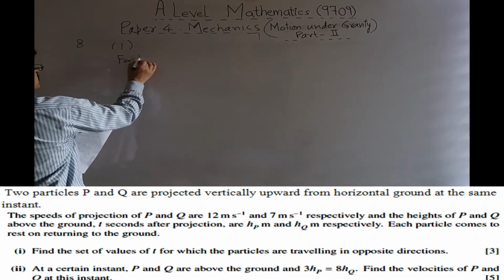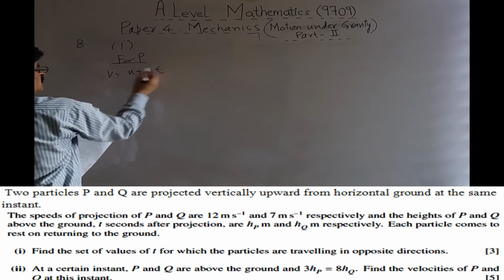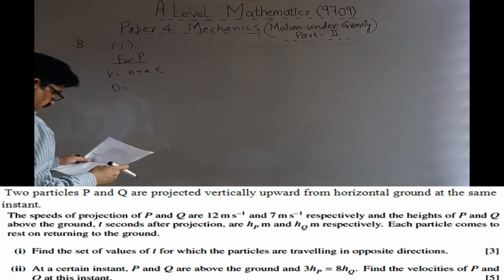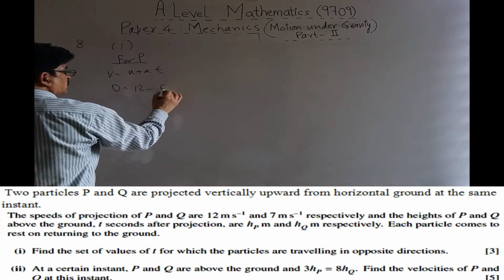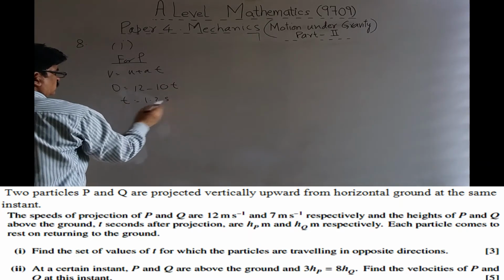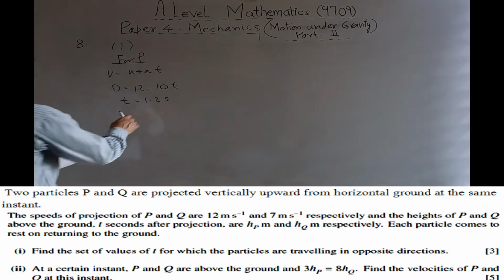Now for p, we have v is equal to u plus at. Put in the values: v is 0, we are given initial velocity 12, acceleration again minus 10t. From here you will get the time 1.2 seconds for p. So p takes 1.2 seconds to reach the highest point.